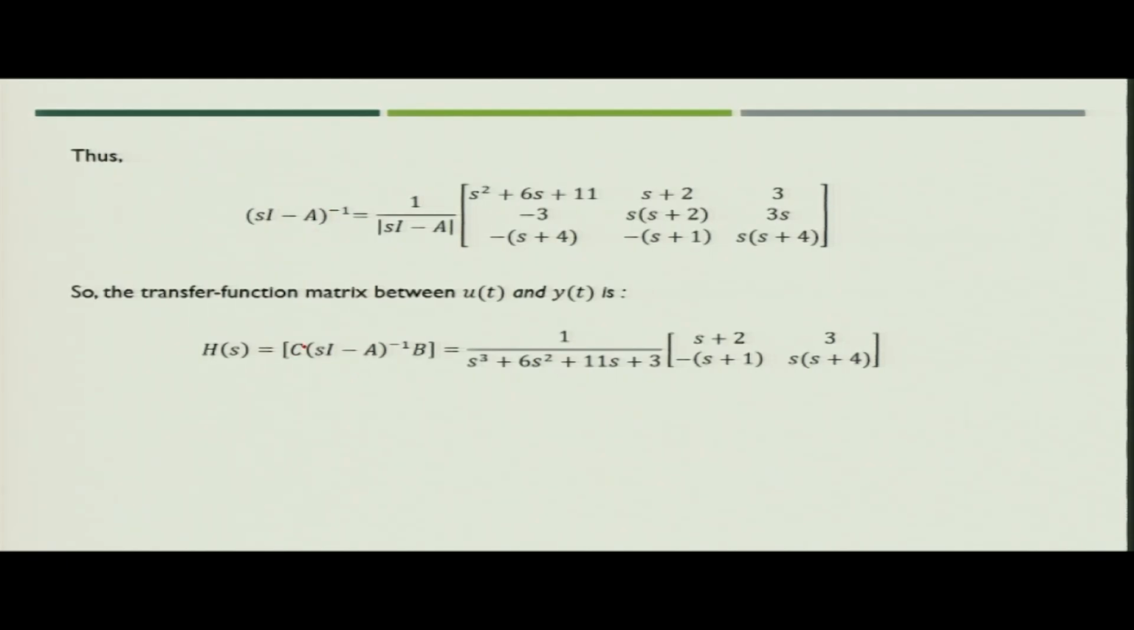Now, if you multiply with the C and B matrices in this fashion, you get the transfer function as shown in the slide. Here you will see, since we have the two variables, means we are talking about multivariable systems, that is why we are not getting one single transfer function, but the matrix of the transfer functions.